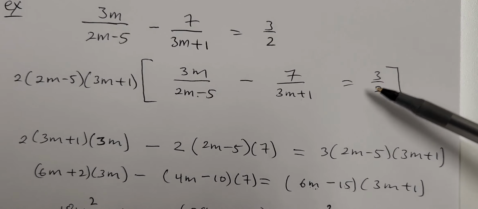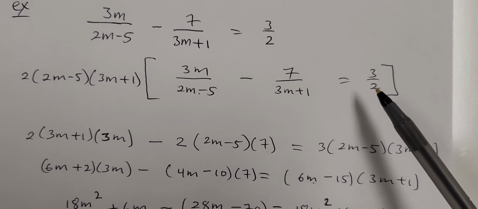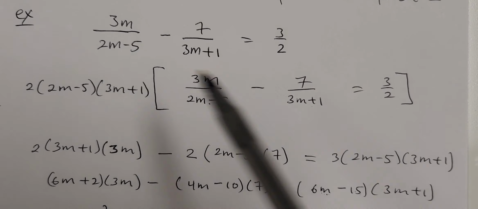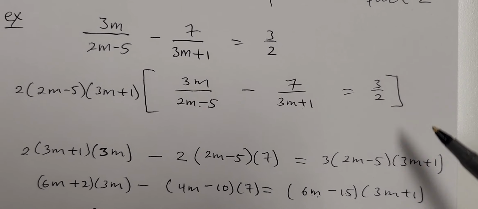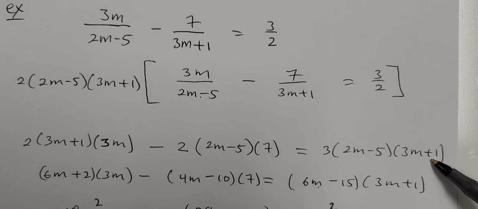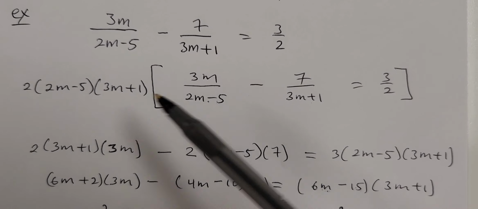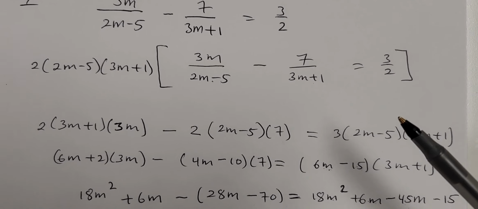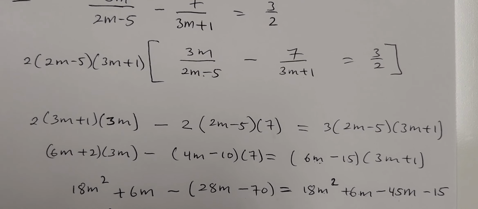Next, the last fraction, same procedure. Put down the equal sign. In this situation, only the 2 will be canceled. So I have 2m minus 5, 3m plus 1, and bring down this 3 as well. That's how all of my denominators are canceled. Use all of the denominators, multiply, and they will be canceled.